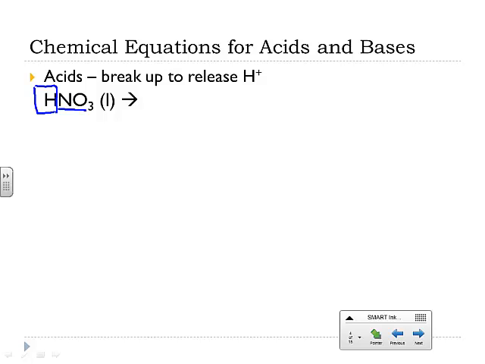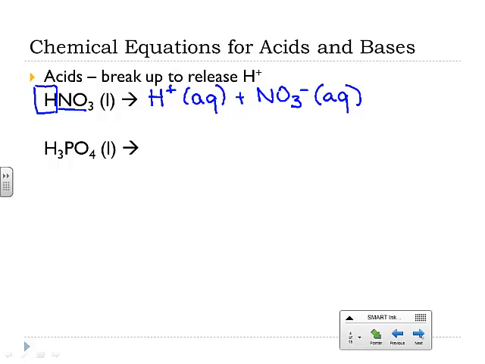And all it does is it breaks up into its ions. We end up with an H+, right? We always get a proton. And the phase label is AQ, or aqueous. The other ion is just what's left over. It's NO3-, aqueous. That's how they break up in solution to release H+.